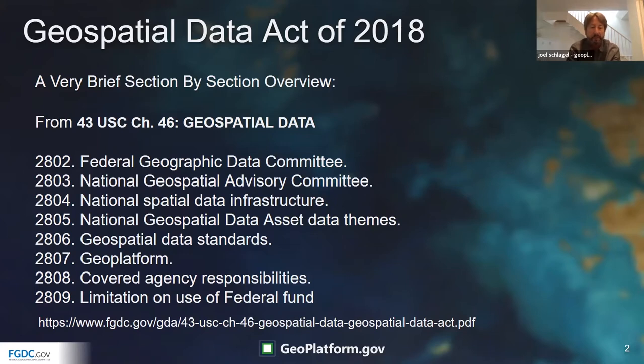There's a National Geospatial Advisory Committee, which sits over the FGDC, and it's generally an outside body of subject matter experts who help guide the Federal Geographic Data Committee with its policy. Section 2804 talks about national spatial data infrastructure and specific national geospatial data assets, and we can talk about those later. Some discussion of geospatial data standards, and GeoPlatform, and then certain responsibilities. It's a current law, it's easy to read, and it sets the context for what Congress thinks of geospatial data in recent times, 2018. Next slide.